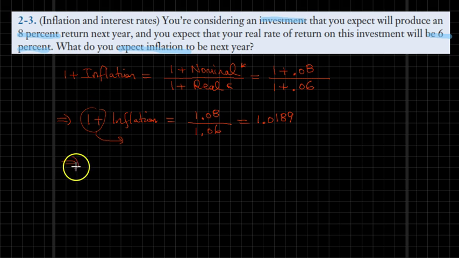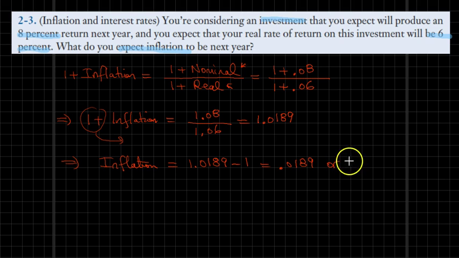Finally, moving the 1 on the left-hand side to the right-hand side, we obtain the inflation rate as 1.0189 minus 1, which ultimately gives us 0.0189, or in percentages, 1.89%. So that would be the answer to our question. The expected inflation rate over the next year will be 1.89%. That's the end of our solution.